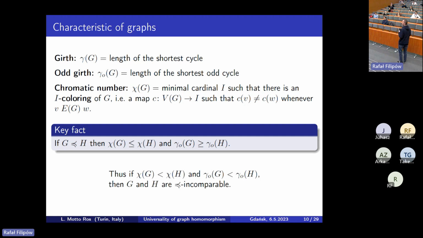So for example, if you manage to have two graphs which have different chromatic numbers and different odd girths in the same direction, meaning that the chromatic number and the odd girth of the first are strictly below the chromatic number and the odd girth of the other one, then you know that they are incomparable, okay? Just because one parameter goes in one direction, the other parameter goes in the other one, so they prevent the two directions of the homomorphism.